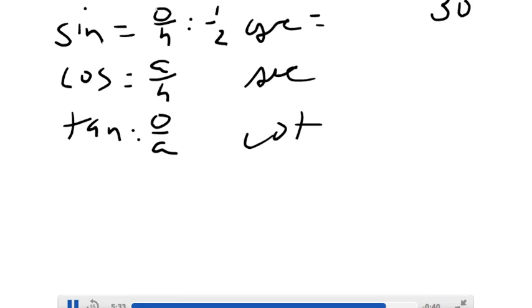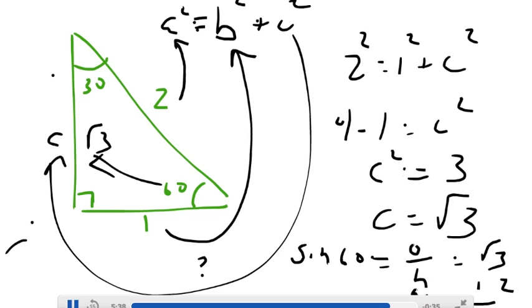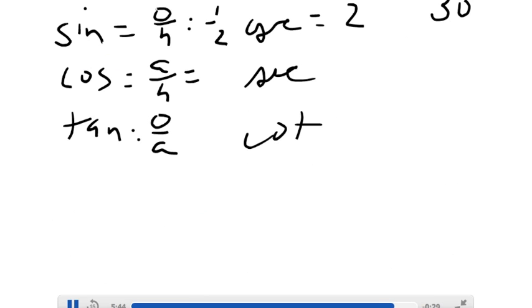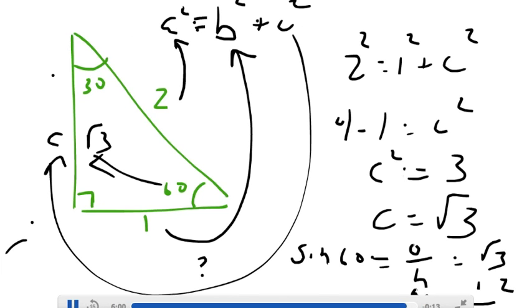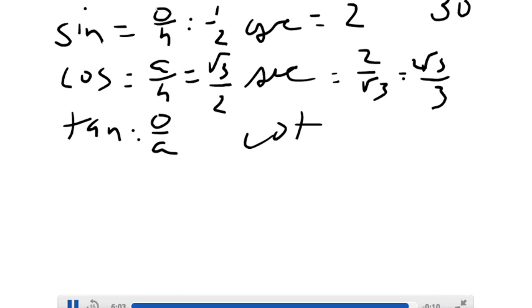The cosecant is just sine upside down, so that's 2. Cosine is adjacent over hypotenuse. Well, adjacent for 30 degrees is square root of 3, so that's square root of 3 over 2. And the secant is just 2 over square root of 3. If you want to rationalize it, that's fine. 2 square root of 3 over 3 is okay also. And tangent is opposite over adjacent, which is just 1 over square root of 3, and the cotangent is square root of 3. So that's how a lot of those problems in the assignment are intended to go.